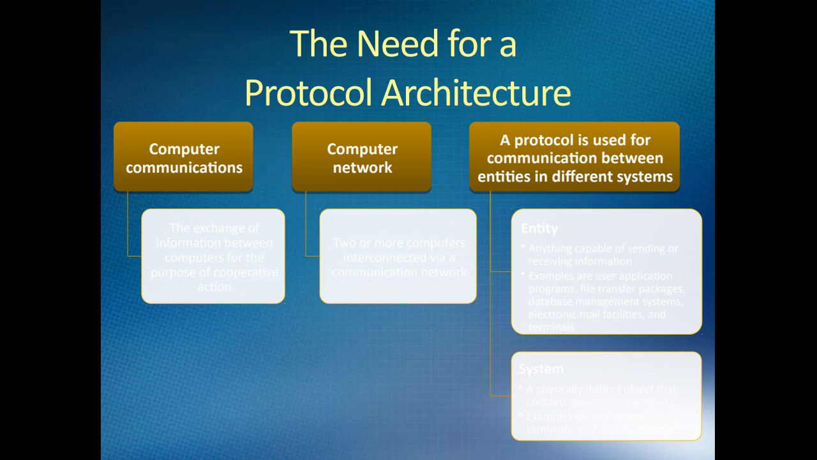What is a system? A system is a physical, distinct object that contains one or more entities. We call it a system, the one that has more than one entity. Okay. Examples of system are, you can read it there on your computer, on your PowerPoint. Computers, terminals. Computers are systems. Terminals are systems, okay, because they have more than one entity.